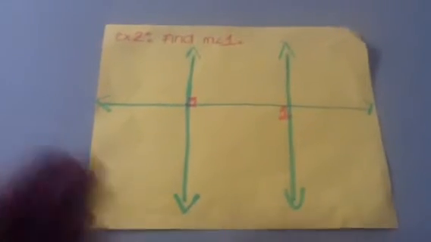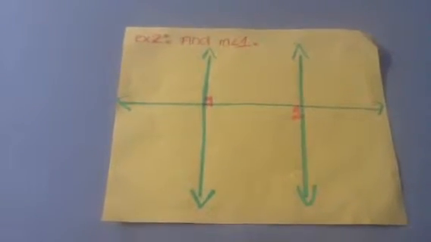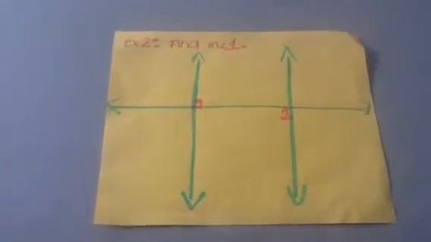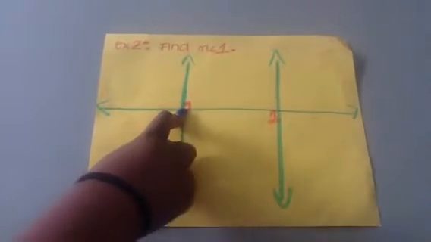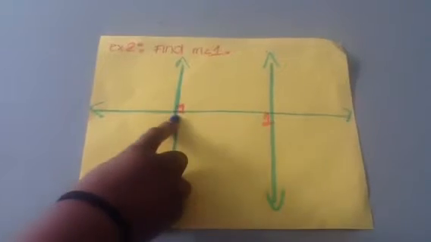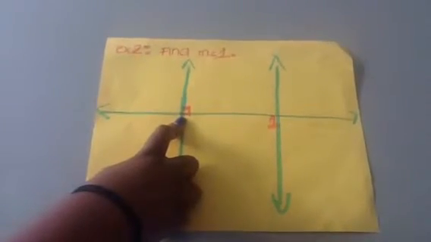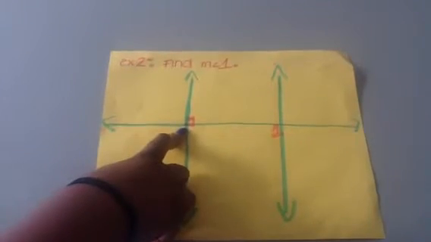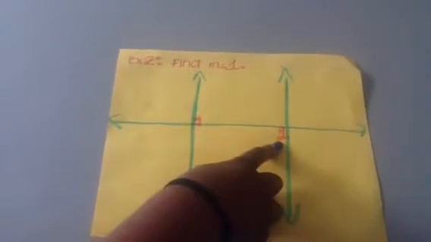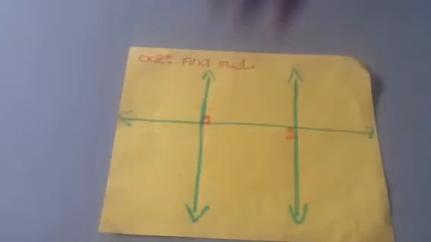Okay. Now we want to find measure angle 1. This angle, as you can see, is 90 degrees. Now remember, measure angle 1 and this are alternate interior angles. So measure angle 1 and 90 degrees are congruent. So therefore measure angle 1 equals 90 degrees as well.